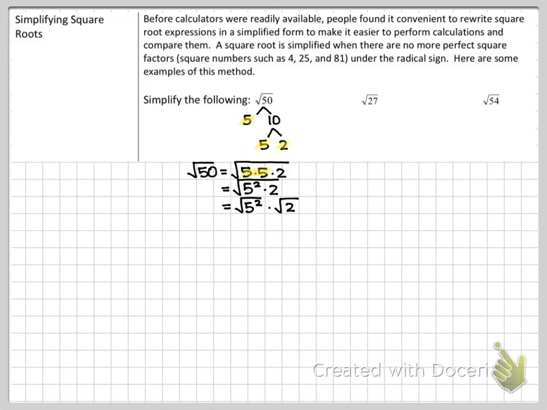Now let's see if we can simplify, because I do see this square root business on the first one. So that square root and that square are going to cancel. So all I have left is the 5. And then I don't know what the square root of 2 is, so the best I can do is just write the square root of 2. Now, you just push them together. That is the simplified version for the square root of 50.